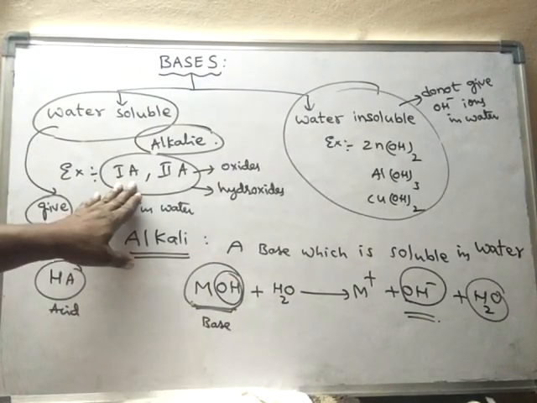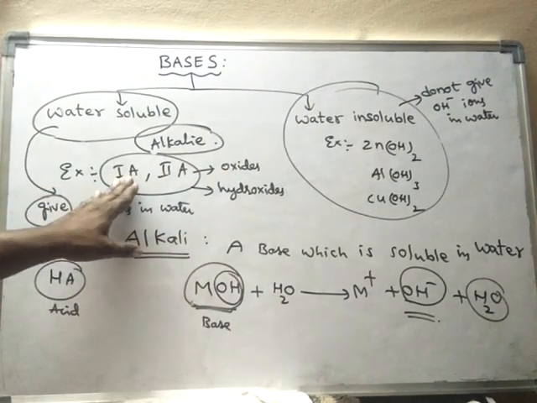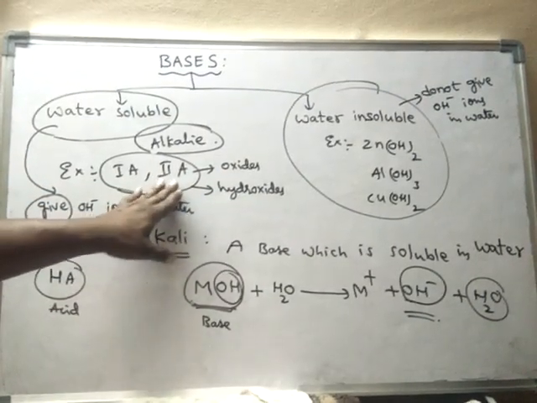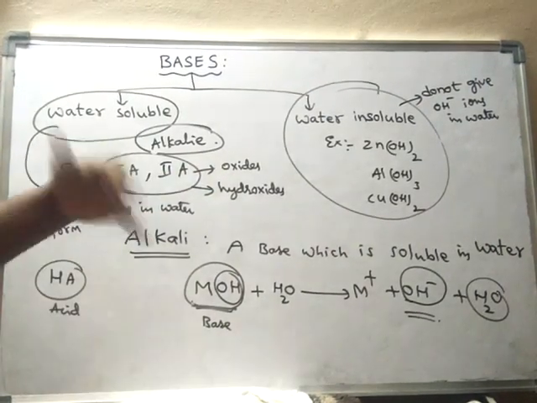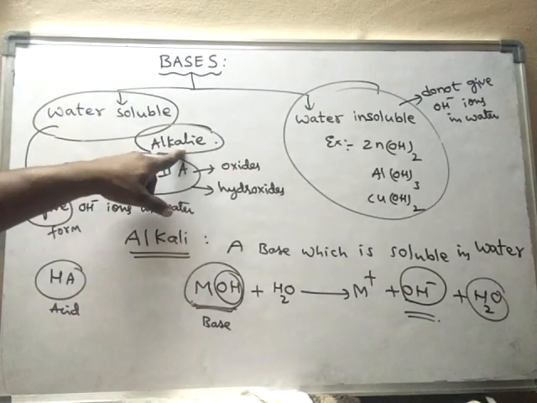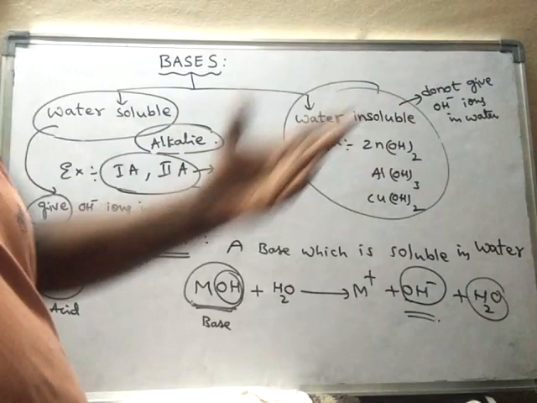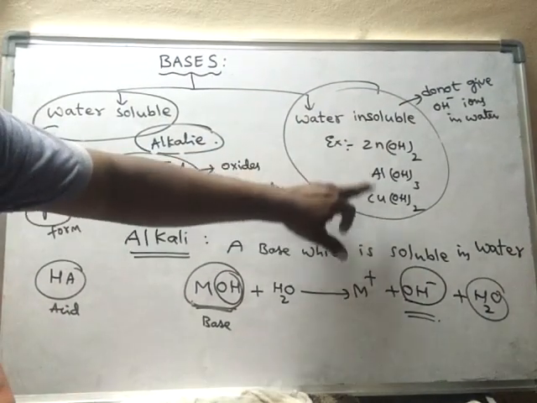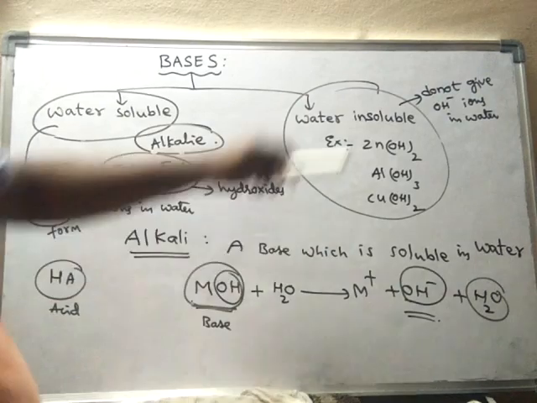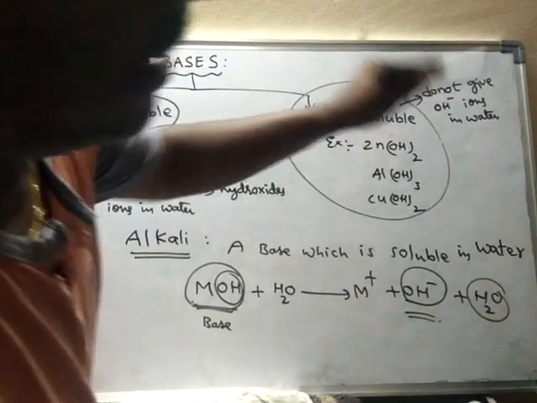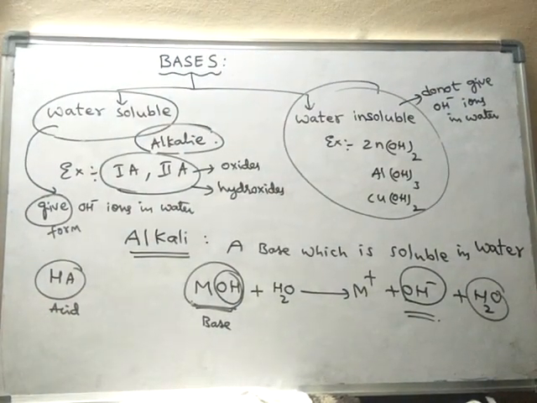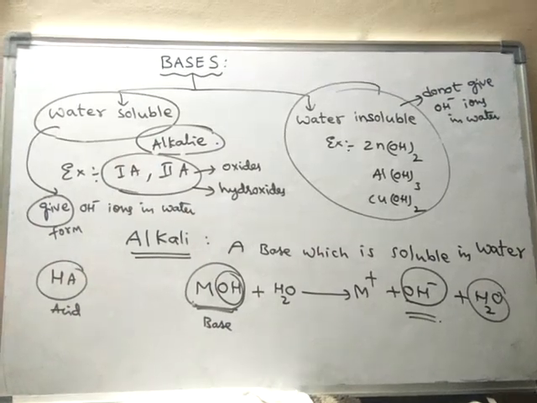Examples: first A group elements, their oxides and their hydroxides, and even second A group elements, their oxides and their hydroxides. Generally they are water soluble, and hence they are called alkalis. Other metal hydroxides are water insoluble. As they are water insoluble, they do not form OH minus ions in water. So that is the basic difference between water soluble and water insoluble.